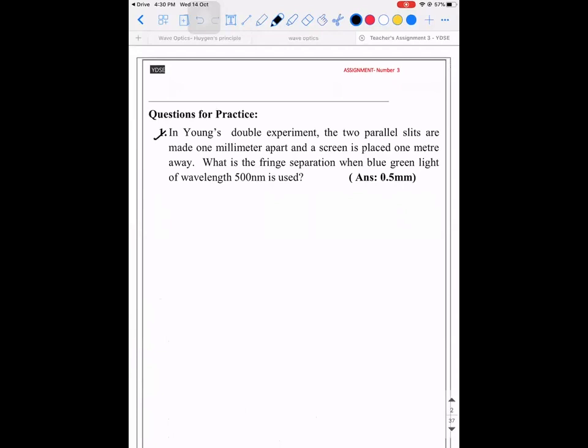If there is any doubt, let me know. In Young's double slit experiment, the two parallel slits are made 1 millimeter apart. So the distance between the slits, small d, is how much? 10 power minus 3 meter. They've given it as 1 millimeter. And the screen is placed 1 meter away. Capital D is how much, guys? 1 meter. What is the fringe separation when blue-green light of wavelength 500 nanometer is used?